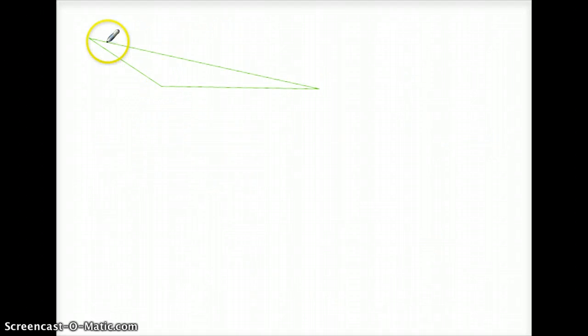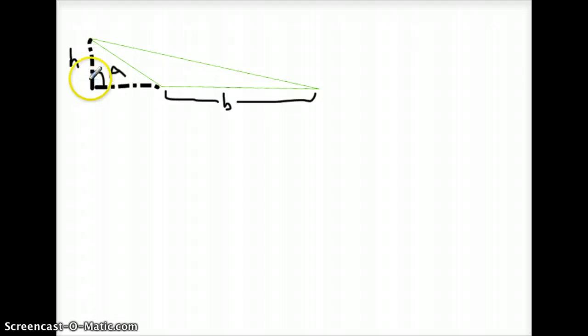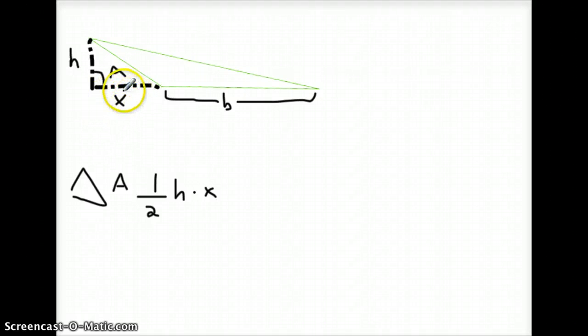But what if we have a strange shape like this where the height isn't in the center and isn't on the side? Well, we can draw in a little height over here, and we just add on this extra little piece. So I'm going to call this little triangle here A, and it still has our base of B. But the little triangle, I'm going to say, has a base of x. So I can easily find the area of this little triangle by saying that area of triangle A is 1/2 my height times x, which is my base.